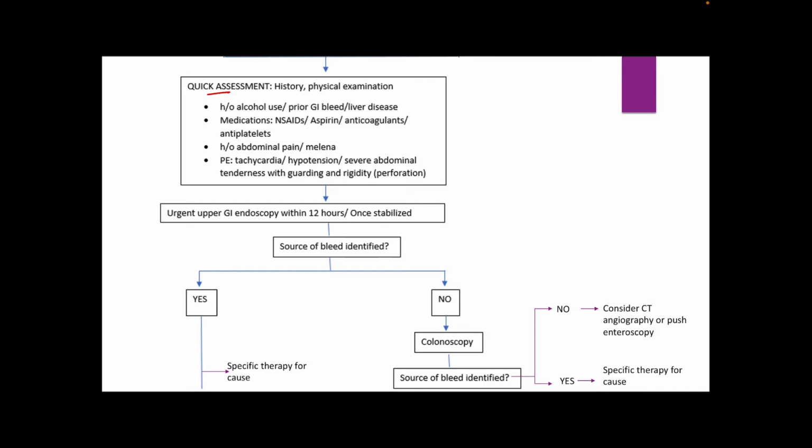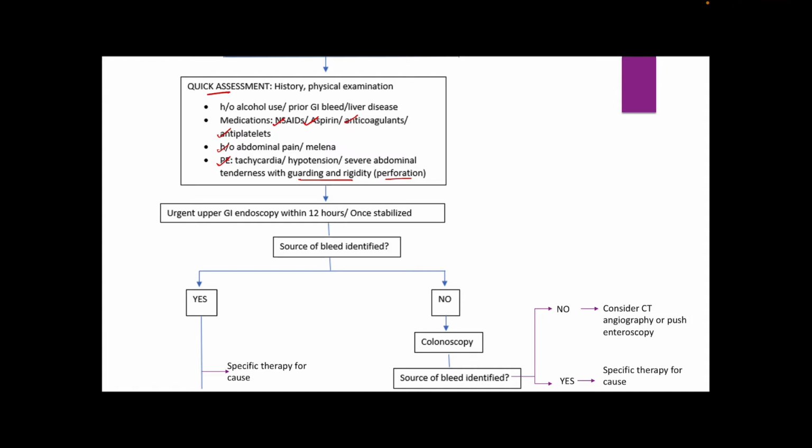For example, we ask about the history of alcohol use, prior GI bleed, history of liver diseases, and medications that the patient may be taking like NSAIDs, aspirin, anticoagulants, and antiplatelets. These increase the risk of bleed. We ask about any history of abdominal pain or melena, because recurrent abdominal pain points to a possible peptic ulcer. On physical examination, you look for tachycardia, hypotension, severe abdominal tenderness with guarding and rigidity. If these are present, it strongly denotes perforation of, for example, a duodenal ulcer.